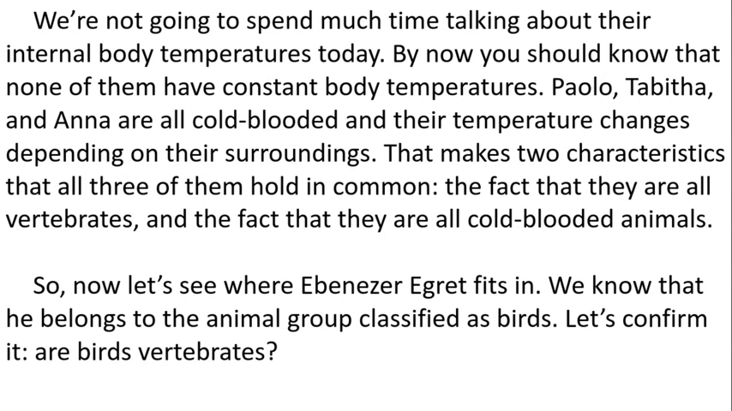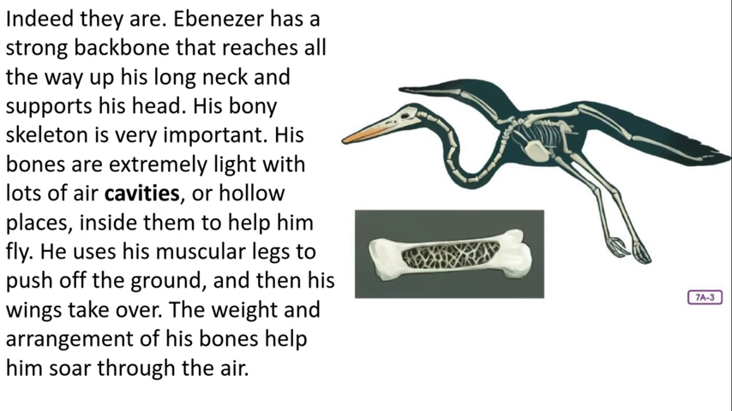We know that he belongs to the animal group classified as birds. Let's confirm it. Are birds vertebrates? Indeed, they are. Ebenezer has a strong backbone that reaches all the way up his long neck and supports his head. His bony skeleton is very important. His bones are extremely light with lots of air cavities or hollow places inside them to help him fly. He uses his muscular legs to push off the ground, and then his wings take over. The weight and arrangement of his bones help him soar through the air.